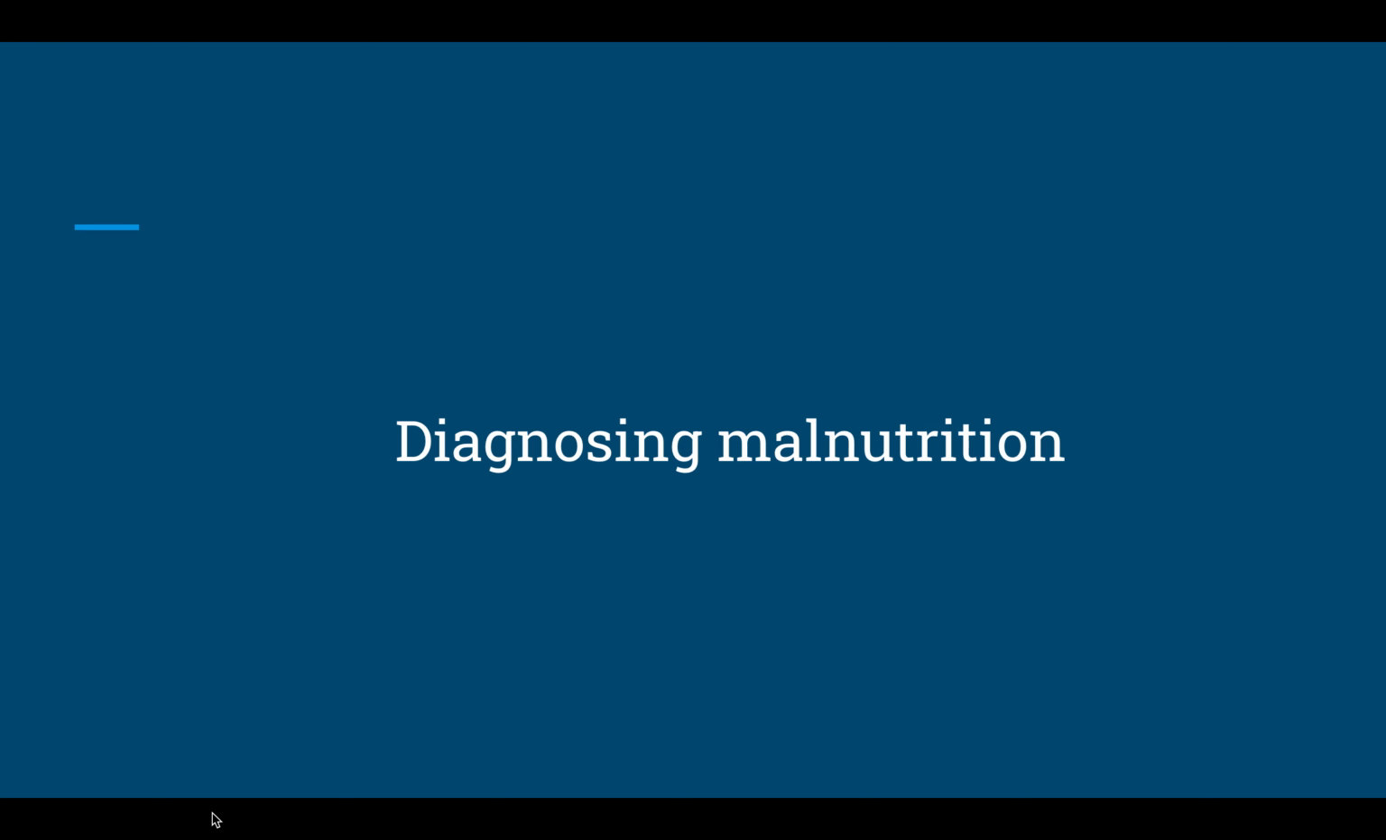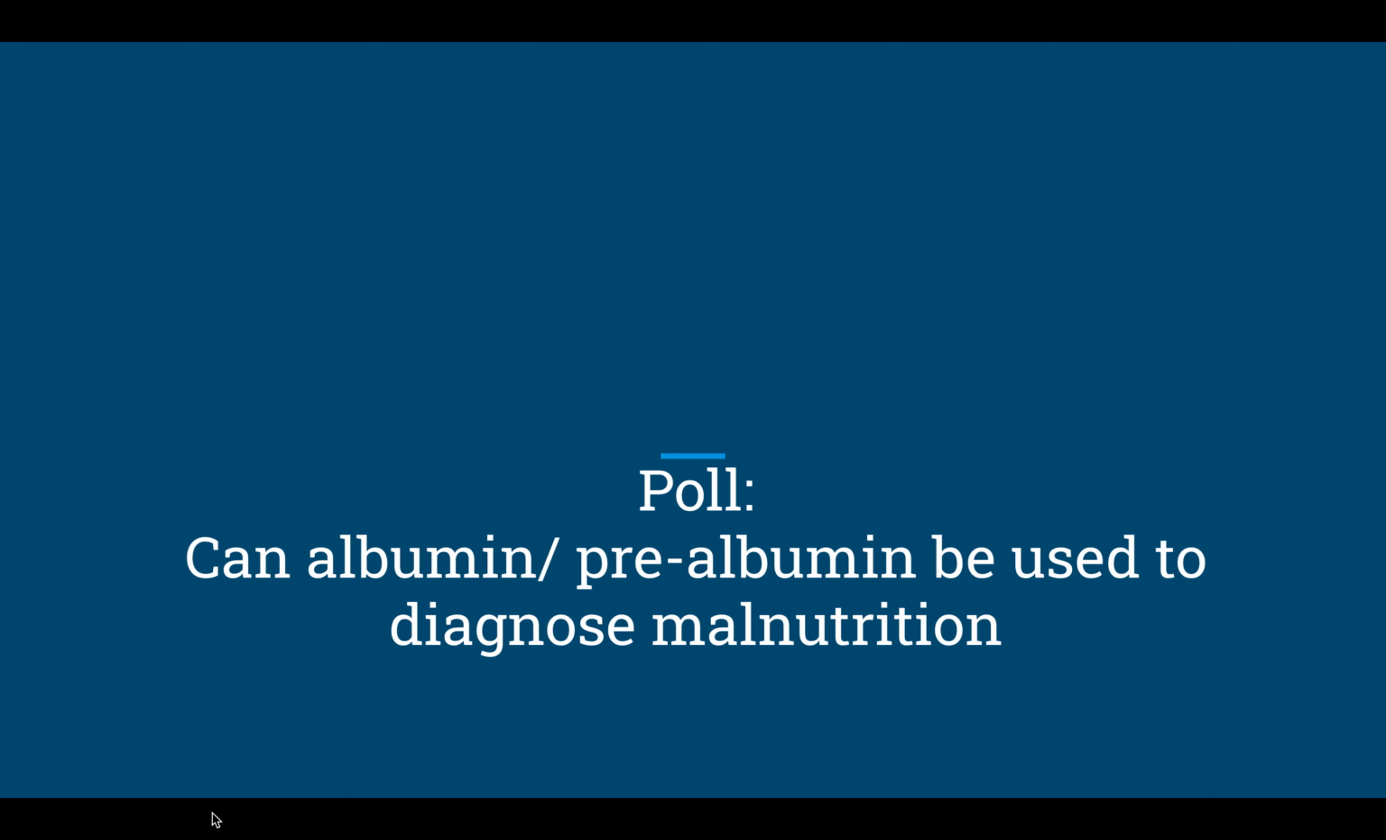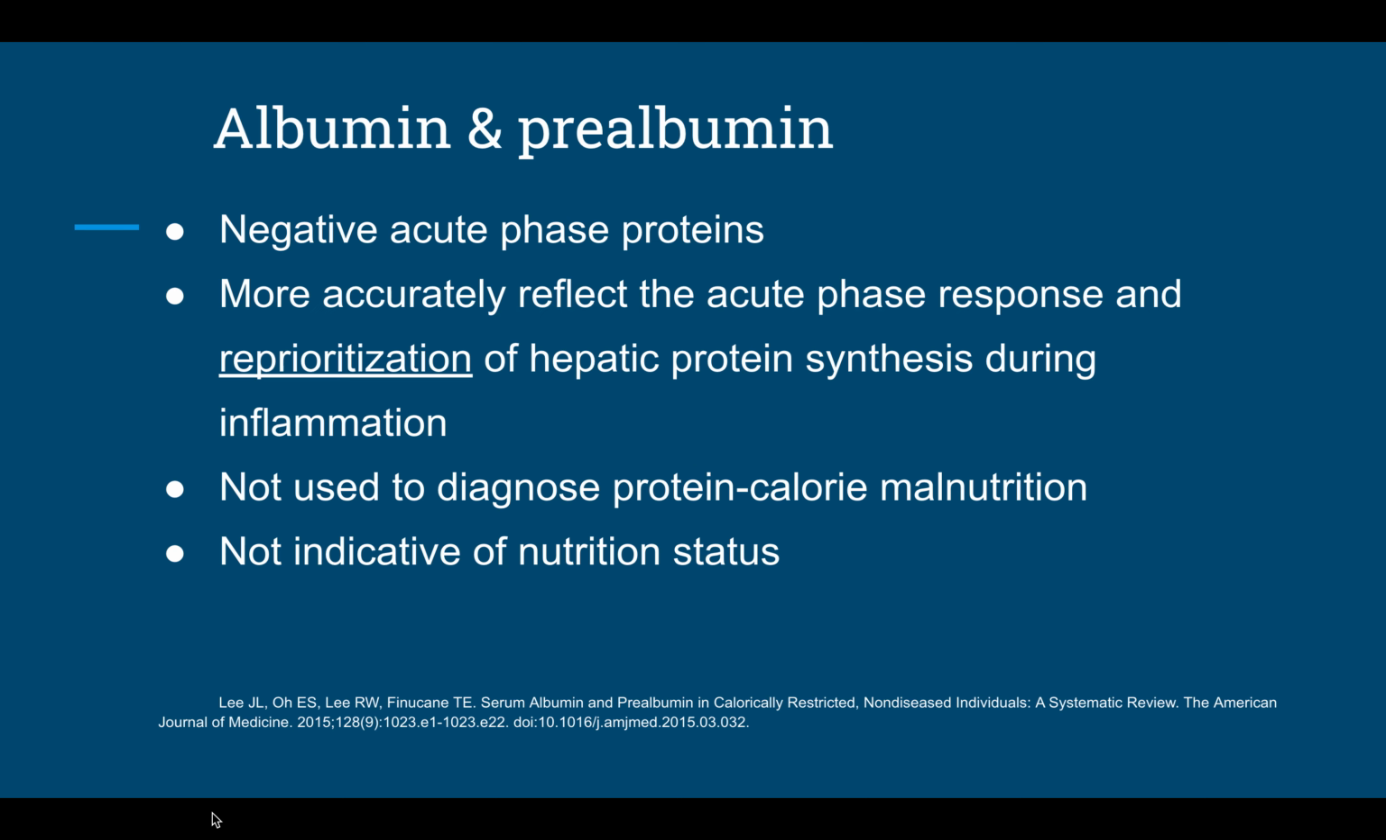Now, how do you diagnose malnutrition? Well, first, do you think that albumin and prealbumin can be used to diagnose malnutrition? And I'm pretty sure you know that the answer is no. Albumin and prealbumin are negative acute phase proteins.